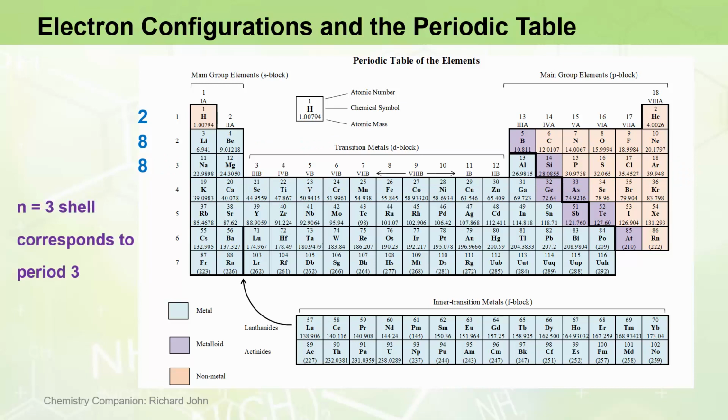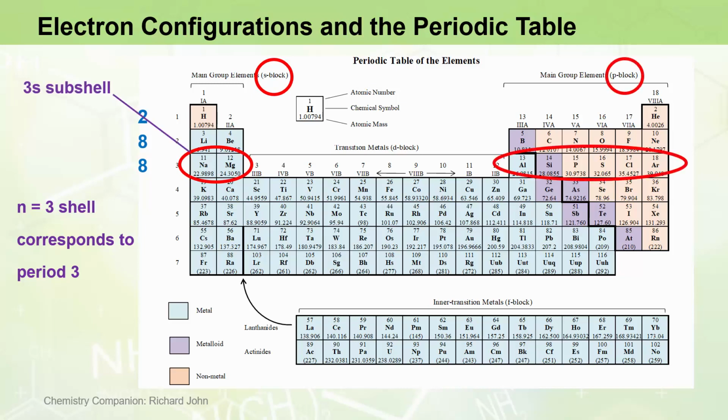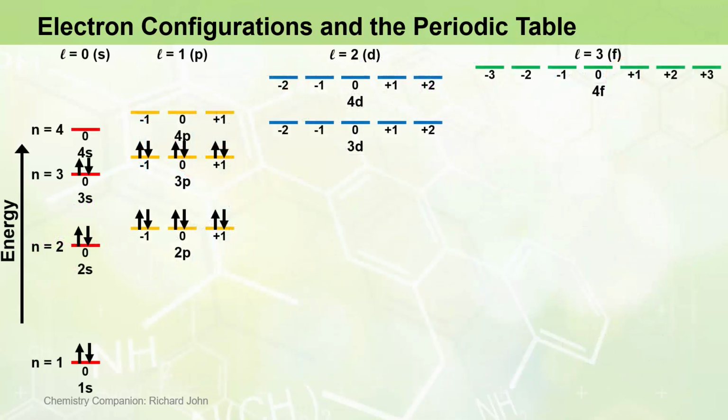So it seems that the n equals 3 shell that accommodates 8 electrons corresponds to period 3 in the periodic table, which has 8 elements, and that these 2 elements here in the s block correspond to the 2 electrons allowed in the 3s subshell, and that these 6 elements here in the p block correspond to the 6 electrons allowed in the 3p subshell.